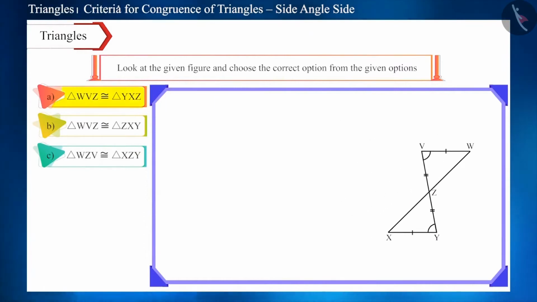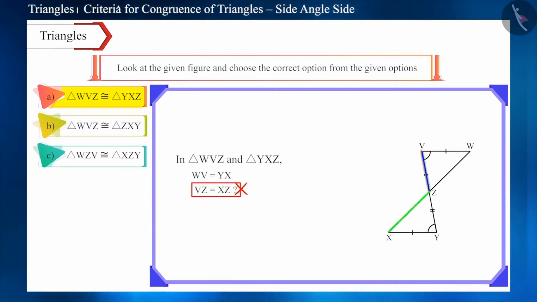Friends, according to the first option here, side WV is equal to side YX. Look in the figure and tell whether it is correct. Yes. Now, can you tell whether side VZ is equal to side XZ? No. Therefore, these triangles cannot be congruent. So, the first option is not correct.